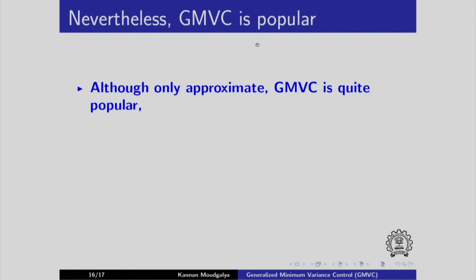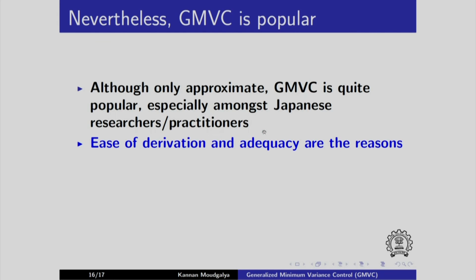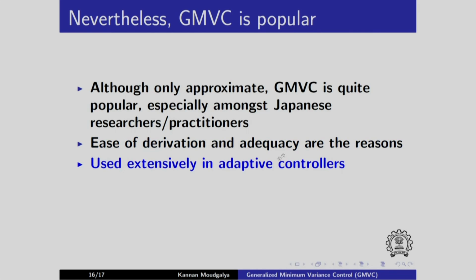Nevertheless, GMVC is popular. Although only approximate, GMVC is quite popular, especially amongst Japanese researchers and practitioners. The reason is because of ease of derivation and adequacy.